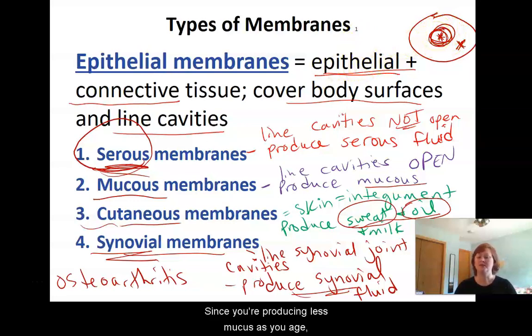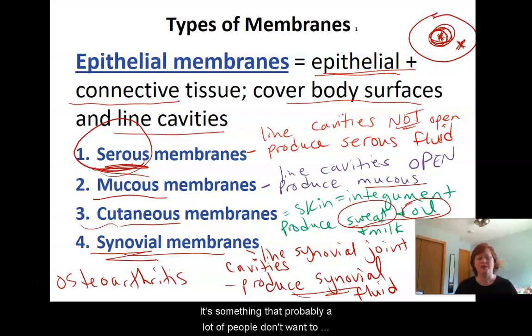Since you're producing less mucus as you age, if you think about your respiratory tract, you're more likely to get things getting into your lungs that shouldn't, so you're more likely to get upper respiratory infections. You're more likely, if you are still sexually active, to end up having micro tears in the vaginal lining and therefore transmission of diseases of some kind.